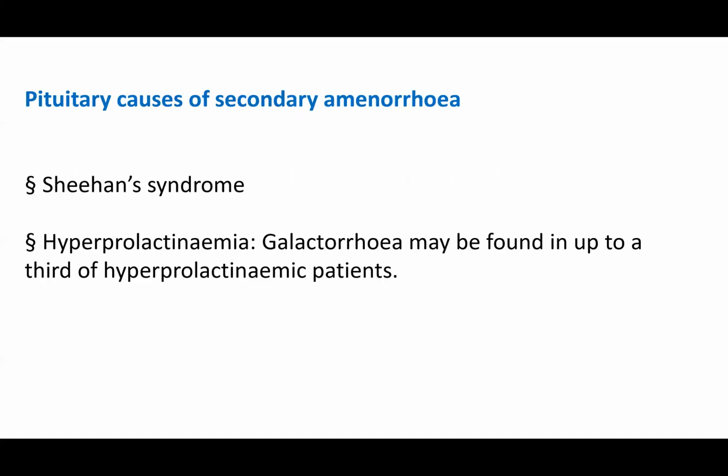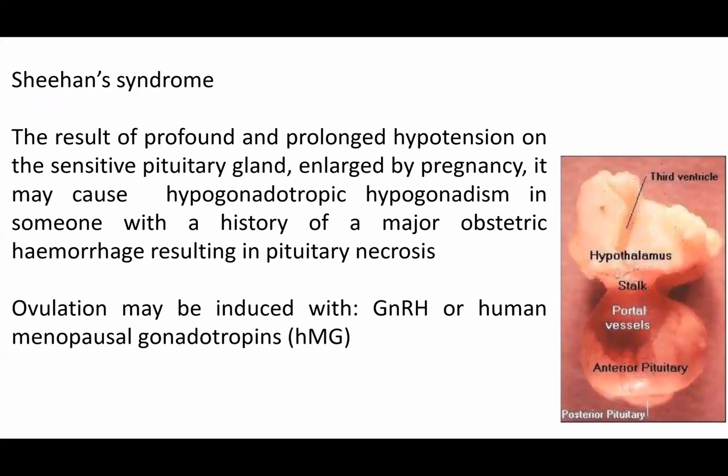Pituitary causes of secondary amenorrhea can be categorized into Sheehan syndrome and hyperprolactinemia. Sheehan's syndrome usually results after a severe postpartum hemorrhage, where there will be necrosis of the pituitary gland, the anterior part, the posterior part, or all of the pituitary gland, because it has been enlarged during pregnancy, and thus any defect in the blood supply can lead to necrosis. The degree of severity of Sheehan syndrome will depend on which part of the pituitary has necrosed.